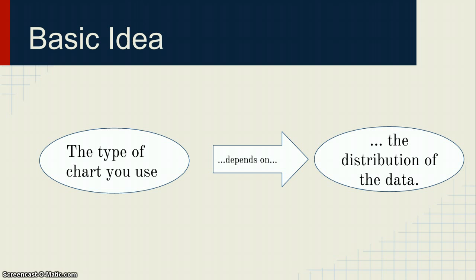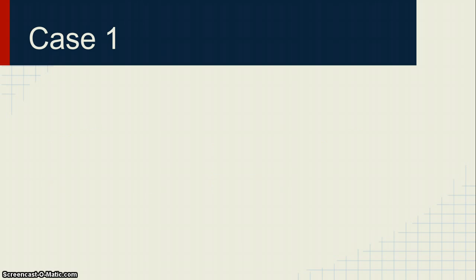The basic idea is that the type of chart that we use, whether we use a histogram or a box and whisker plot, is going to depend on the distribution of the data that we're analyzing. Basically it's going to come down to whether or not the data is skewed, in other words, whether the data is normal or symmetric or not, and that's going to help us determine if we want to use the 5 number summary and the box and whisker plot, or if we want to use mean and standard deviation and a histogram. So that said, let's look at it.